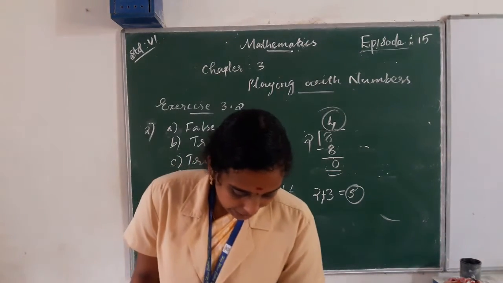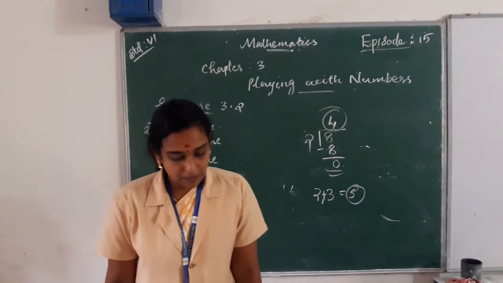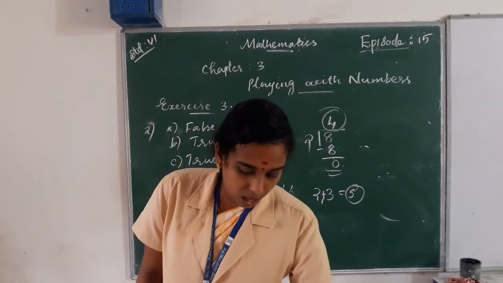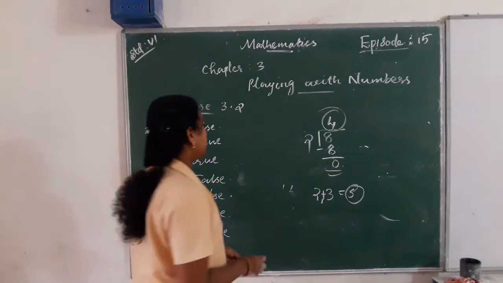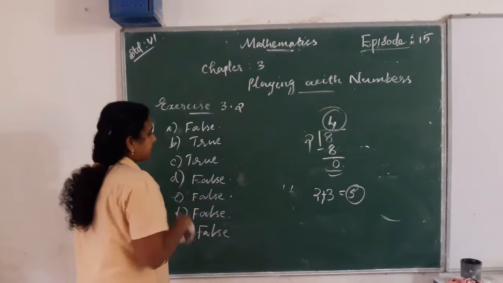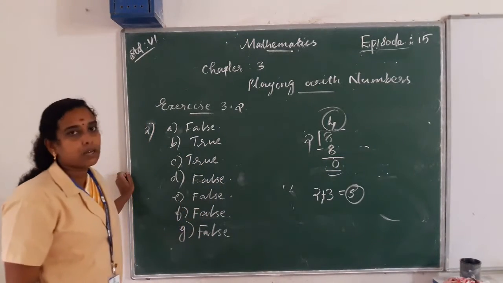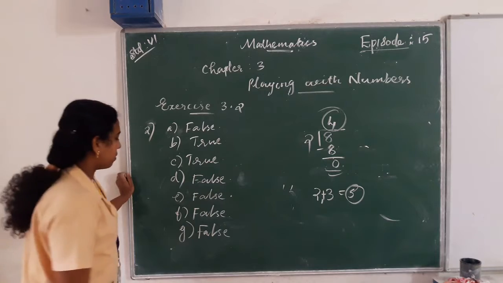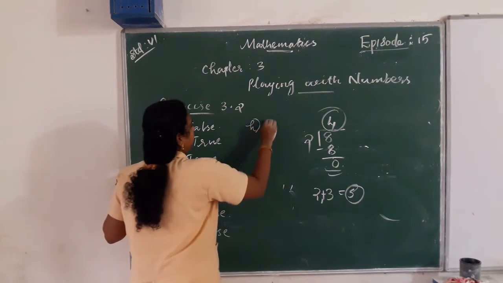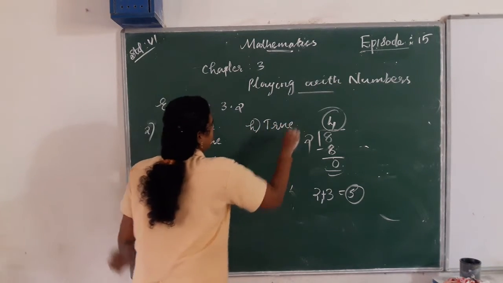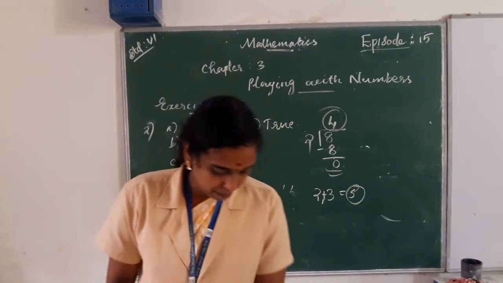Then statement H: 2 is the only even prime number. It is true. Except 2, other prime numbers are odd numbers. So statement H is true. 2 is the only even prime number.